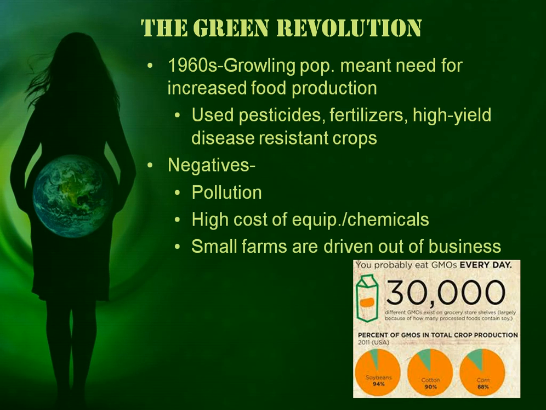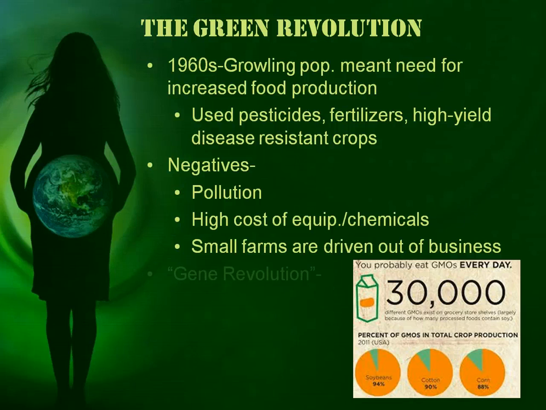The problem with all of these things is that pesticides and these chemicals lead to pollution. Many of the chemicals and the equipment needed to produce these things are very costly, which means that small farms are driven out of business and more commercial farms are being used.